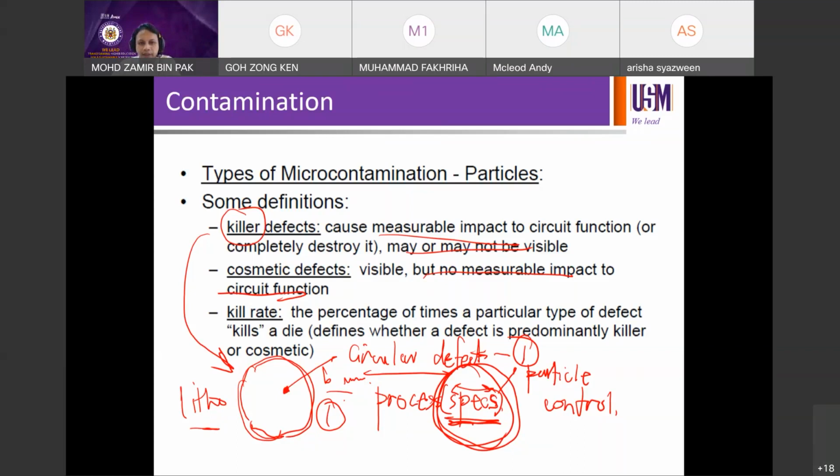So kill rate is the percentage of times a particular defect can kill a die. Or die to chip, that one chip. So if you have that kind of wafer, say you have this kind of die, then this is considered as a die. One. So you may have thousands of dies on the wafers, right? So it really depends.